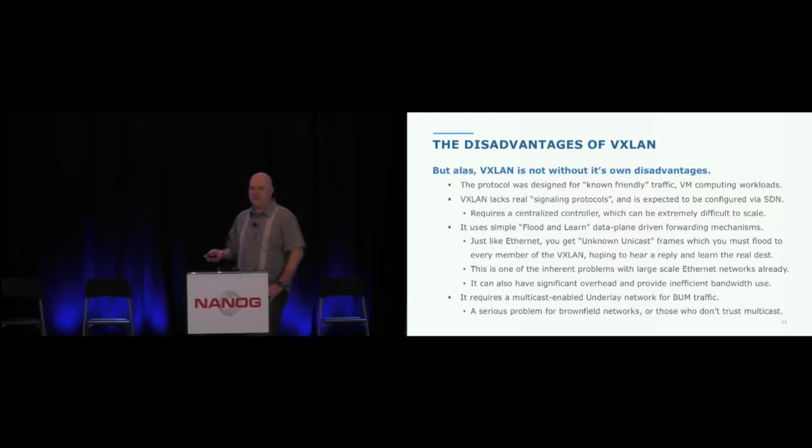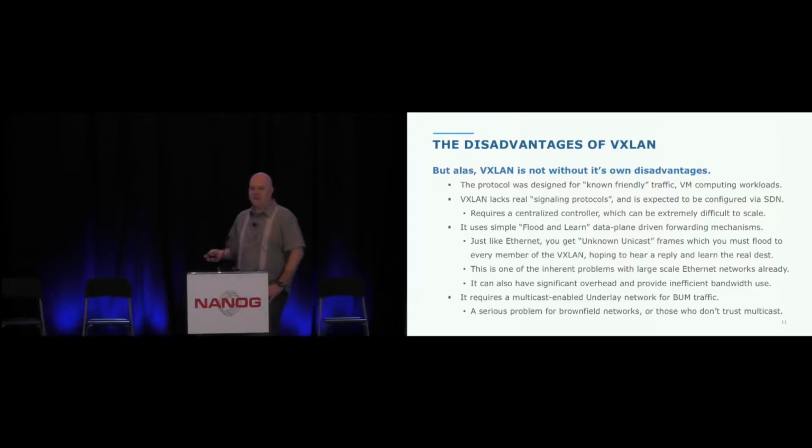You can incur some significant overhead trying to figure this out, even assuming that you are able to figure everything out perfectly, correctly. It creates real problems. The other major problem with VXLAN is it assumes that you will have a multicast enabled underlay to handle that BUM traffic. That's a pretty serious problem for any kind of brownfield network, anyone who's taking an existing deployment and trying to roll this out, or pretty much anyone who doesn't trust multicast. And where I come from, that should be everyone.